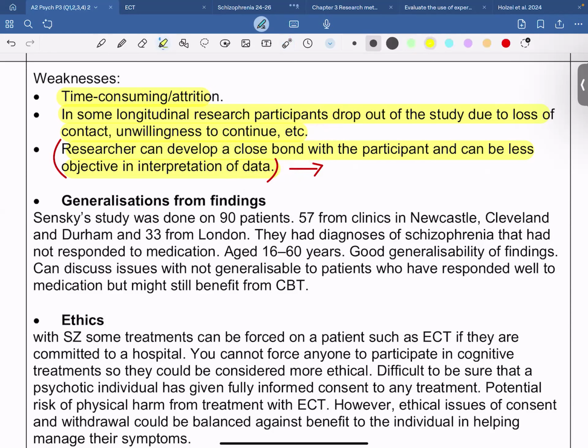Now, moving on towards the third evaluative point that could possibly be used, again, generalization from findings. For this, you had to be familiar with the study that was conducted by Sensky. You cannot evaluate a study without knowing that study. So the Sensky study was done on 90 patients, 57 from clinics in Newcastle, Cleveland, and Durham, and 33 from London. They had a diagnosis of schizophrenia that had not responded to medication. The age ranged 16 to 60 years. Now, this shows us that there's good generalizability of findings because of the diverse data you have.